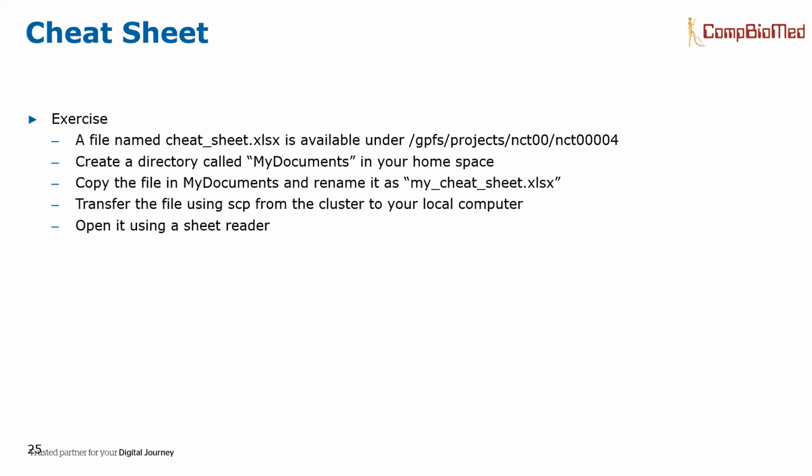cd /gpfs/project/nct/nct0004. And then in this directory, you should find a file called cheatsheet.xlsx. I see. Yeah, I found it here. Mm-hmm. So go ahead and keep doing what is asked in the PowerPoint slide.